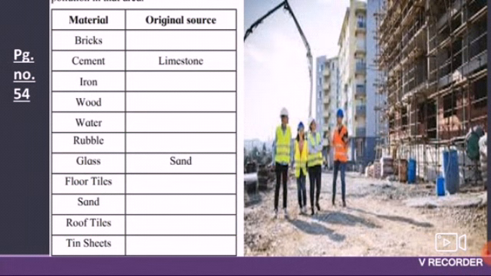On one side is material. All this material like bricks, cement, iron, wood, etc. are required for the construction work. Now you are going to find out their original source. For example, cement is prepared with the help of limestone. Glass is prepared with the help of sand. In exactly the same way, you also have to find out the original sources of the other materials given. So take the help of your parents and grandparents and write this in your rough notebook.